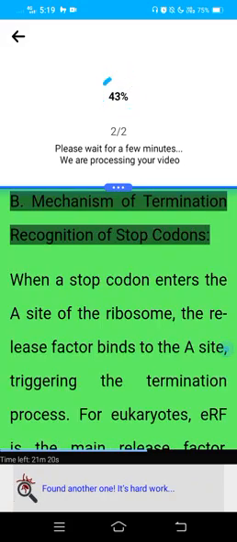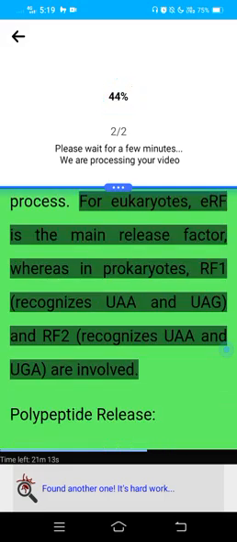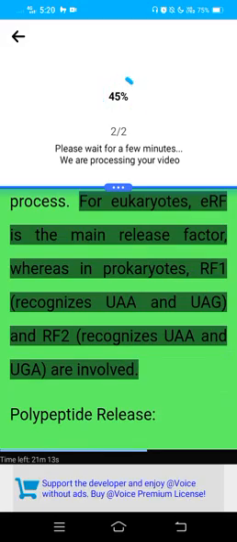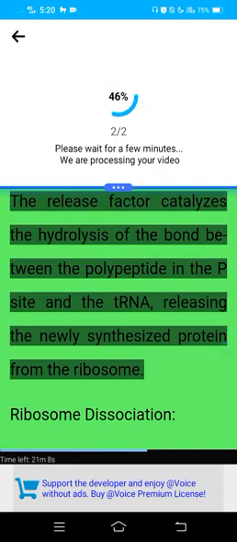B. Mechanism of termination, recognition of stop codons. When a stop codon enters the A site of the ribosome, the release factor binds to the A site, triggering the termination process. For eukaryotes, eRF is the main release factor, whereas in prokaryotes, RF1 recognizes UAA and UAG, and RF2 recognizes UAA and UGA. Polypeptide release. The release factor catalyzes the hydrolysis of the bond between the polypeptide and the tRNA in the P site, releasing the newly synthesized protein from the ribosome.